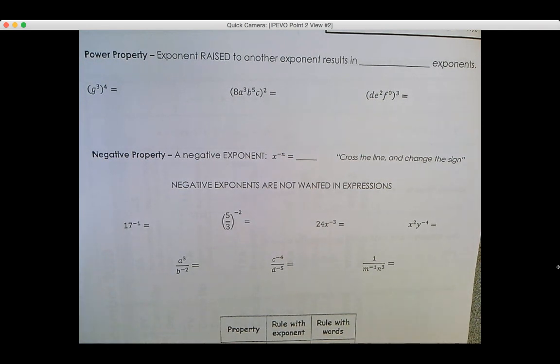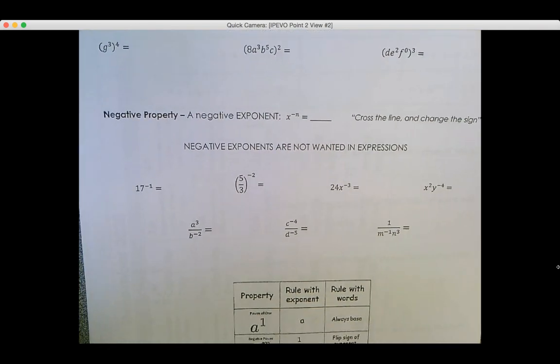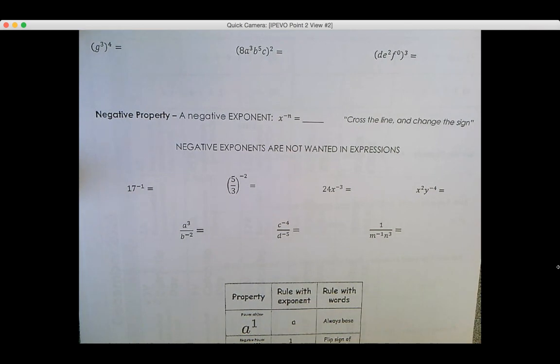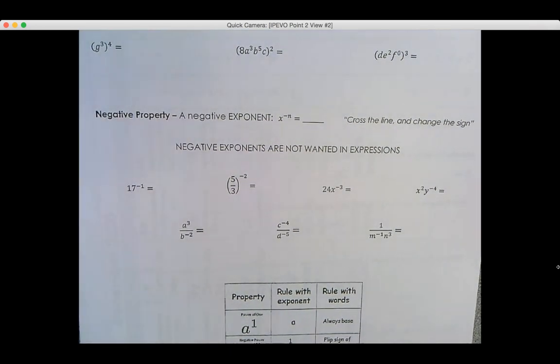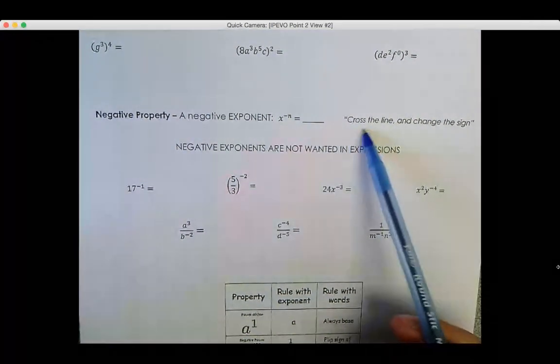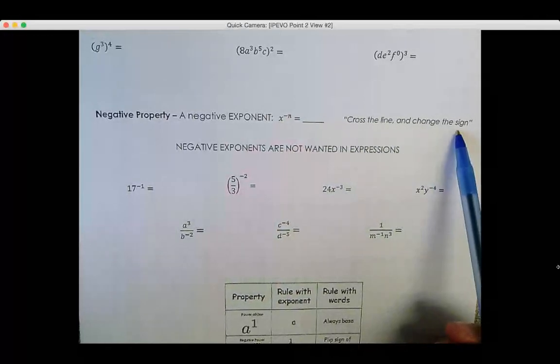So the last property we need to learn is the negative property. And this is when you have a negative exponent. And we're not allowed to have negative exponents, so we do need to move that exponent so that it's not negative anymore. And a trick we use is cross the line and change the sign.